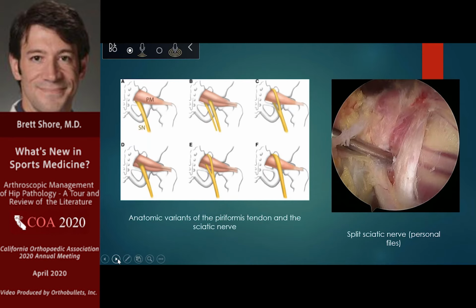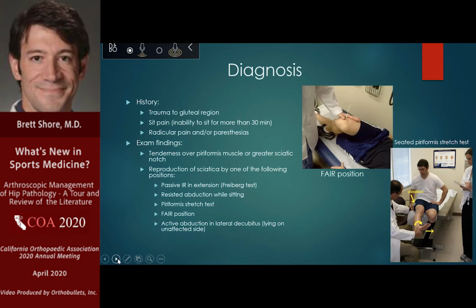These are a couple examples of the anatomic variants of the piriformis tendon and the sciatic nerve, which have been described. And on the right, you'll see, actually, that's an intraoperative photo from one of my own cases, where this patient did have the early split of the sciatic nerve. This patient did very well postoperatively and unsurprisingly failed conservative treatment.